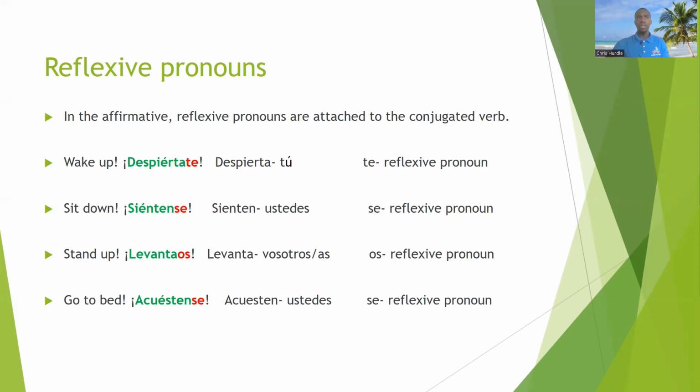Now, the only irregular verb would be irse. In that case, you would actually use the D. You would say idos. Right? So that's the only verb that would be irregular. Idos, which would be used to say leave, right? Go to bed, acuéstense. So these are the rules for using reflexive pronouns with affirmative commands. All right.